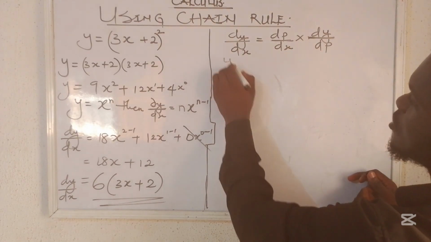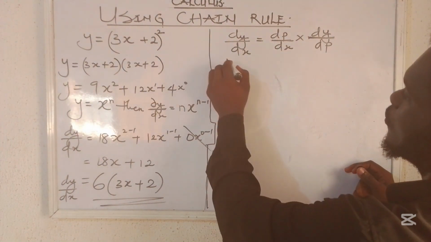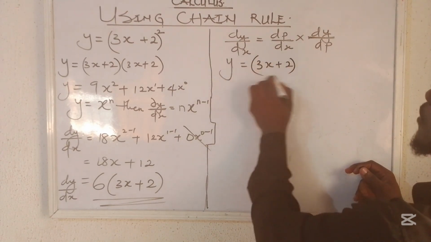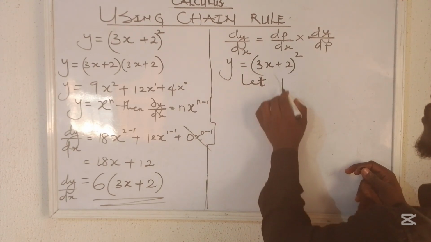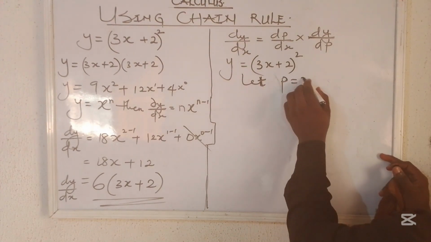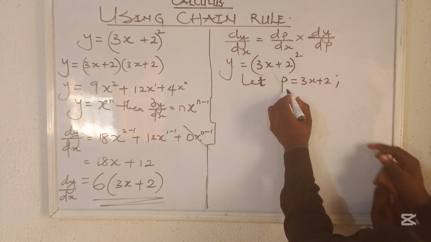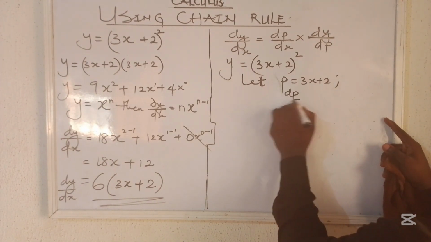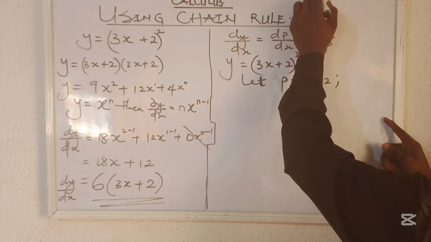Okay, let me explain how it works. Now we have y equals (3x plus 2) to the power of 2. So let the value of p be equal to 3x plus 2. Now we will differentiate p with respect to x. So we have dp dx, because we are differentiating p with respect to x.